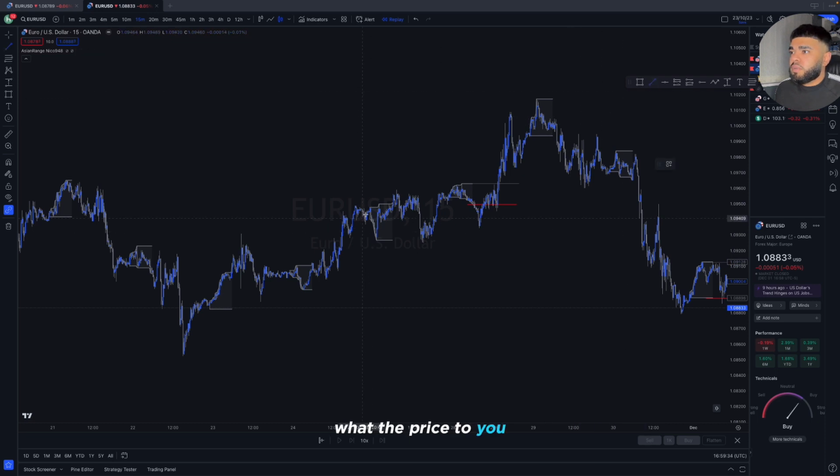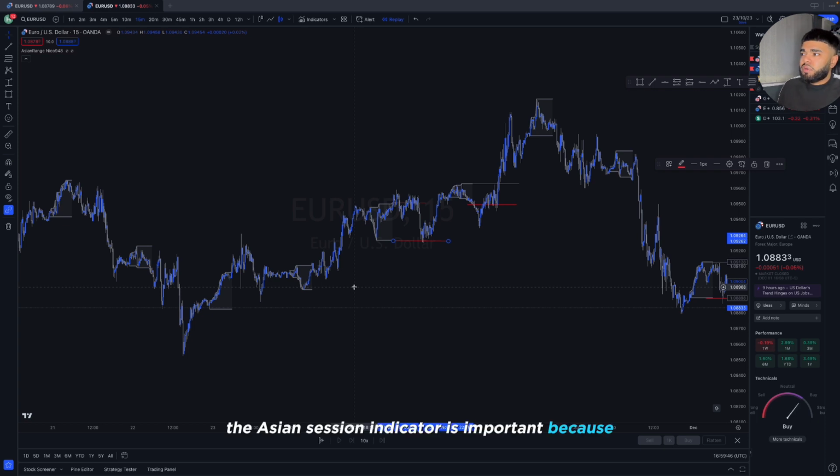Same over here. What did price do? Price took the highest first, and then price ended up taking the lowest. It literally just pinched it. So this is why the Asian session indicator is important, because we always know price is going to take the highest and the lowest, either on the same day, it could be 2 days, it could be a week, but it is always going to take it.